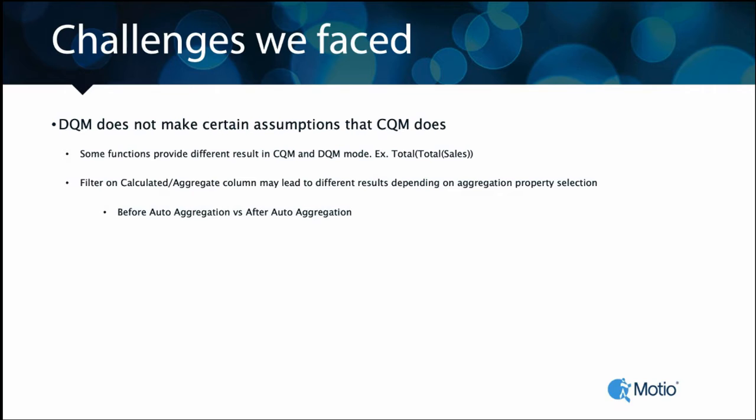For example, the total of total sales in compatible query mode will give you a result which is equivalent to total sales. It ignores the duplicate total. However, dynamic query mode doesn't do that. It actually gives you a result of total of total sales. Even though the behavior in dynamic query mode is correct, it will change the report output, which will trigger the need to investigate why the report numbers are different.